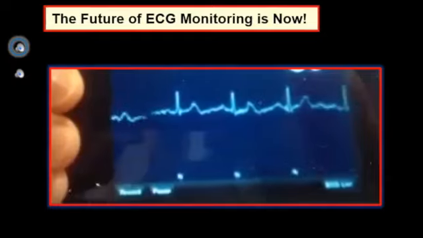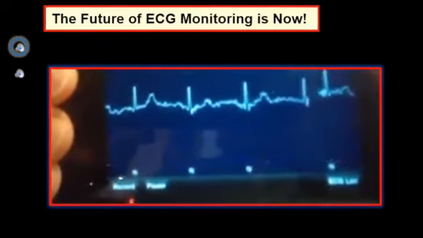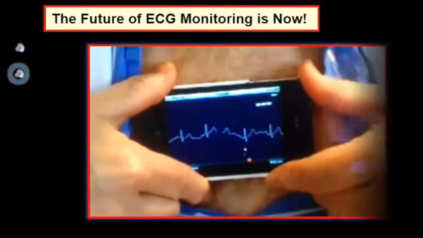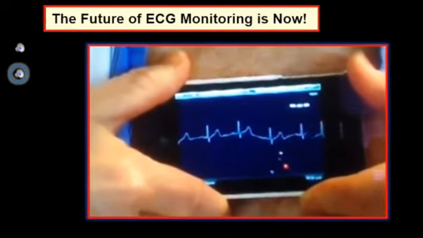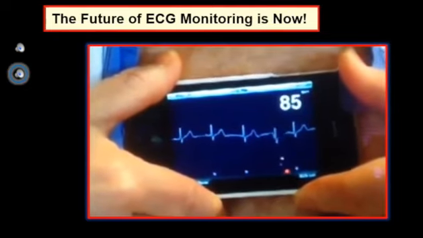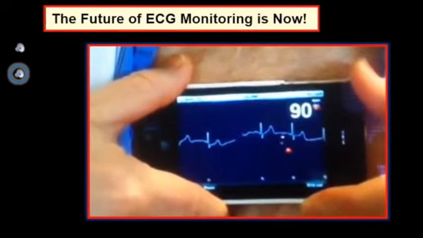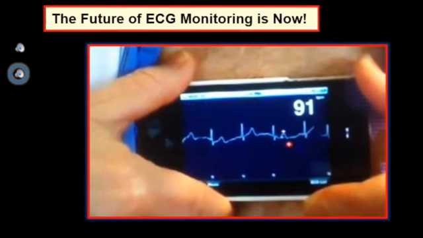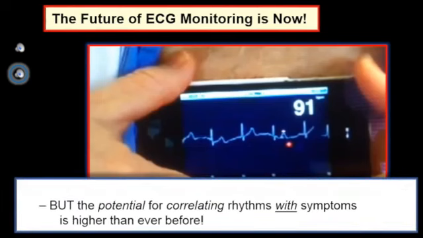Admittedly, there's some artifact. You can filter out some of this artifact either by stabilizing the iPhone in your lap or by recording directly from the chest. Note how clear and free of artifact this recording has become. Now, whether you, as the patient's primary care provider, want all of their rhythms emailed to you is another question, but the potential for correlating rhythms with symptoms is higher than ever before. The future of ECG monitoring truly is now.